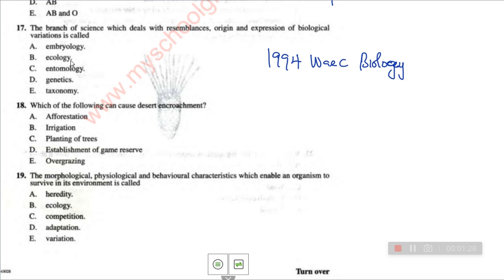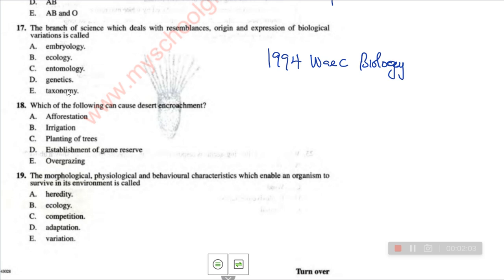Embryology is one of the courses you'll be doing. Option B is ecology. Ecology has to do with the study of living organisms in relation to their environment. Option C is entomology, which has to do with the scientific study of insects or other arthropods. Option D, genetics, has to do with the study of heredity and variation. Option E, taxonomy, has to do with the study of classification, how we classify organisms into mollusca, arthropoda, all those things.